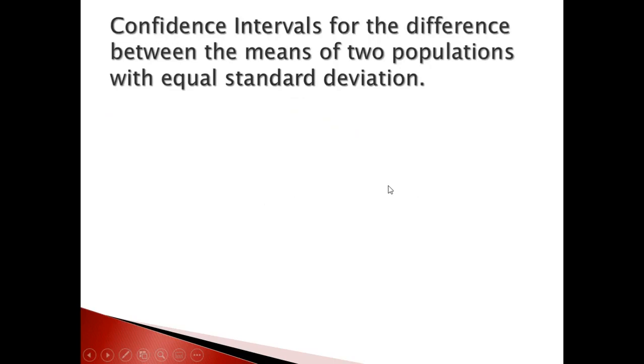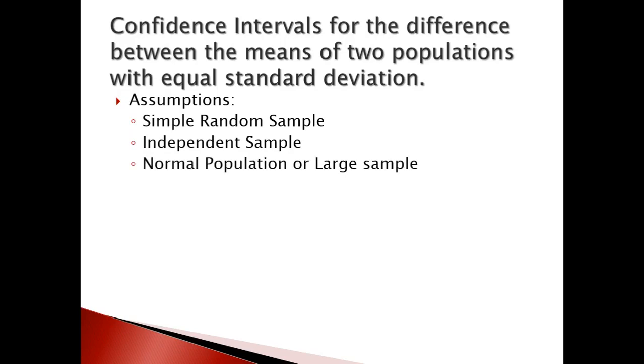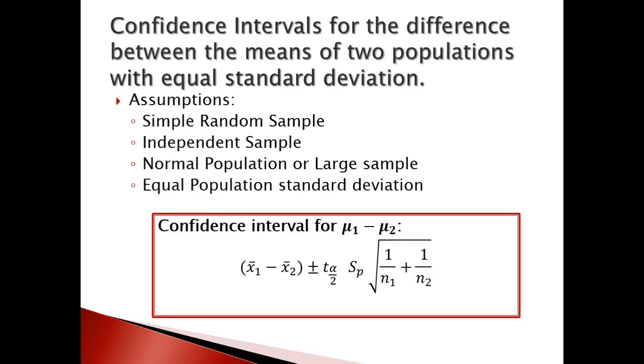So next, confidence intervals for the difference between the means of two populations with equal standard deviation. Now we are going to find the confidence interval. Here also we have a few assumptions. Simple random samples should be independent, normal population or large enough samples, equal population standard deviation. So we can calculate the confidence interval for mu1 minus mu2 by using x1 bar minus x2 bar plus or minus t alpha over 2 times sp times square root of 1 over n1 plus 1 over n2. Keep in mind, if we need to find the confidence interval, we always use alpha divided by 2.